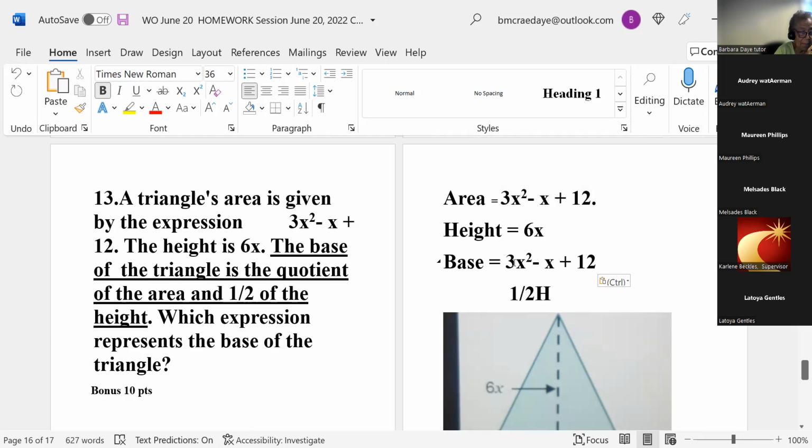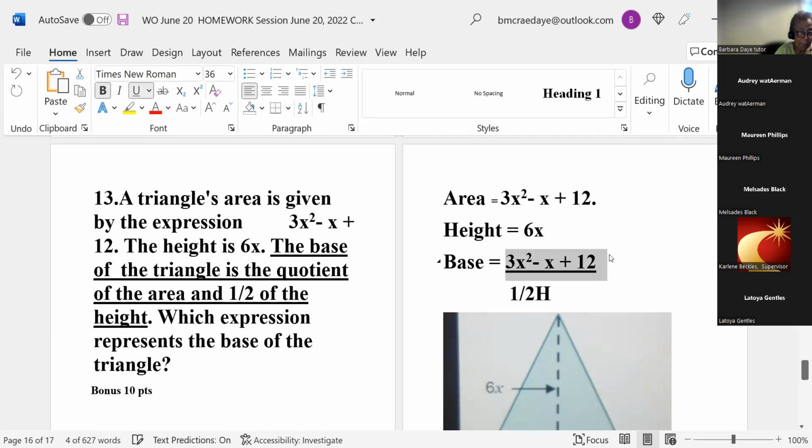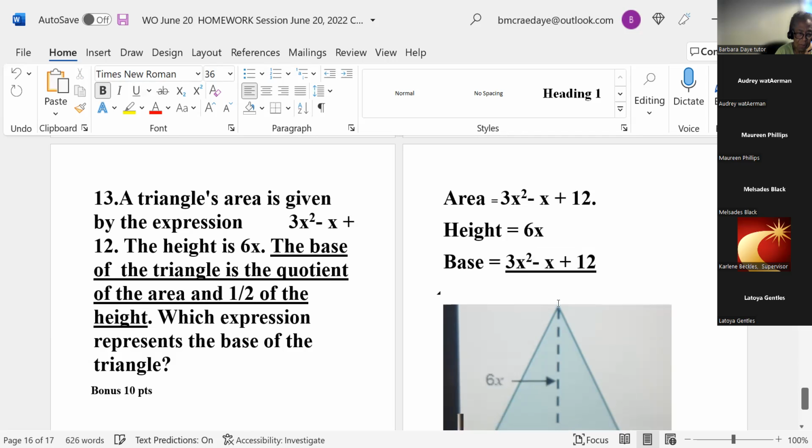And divided by 1/2 of the height. So what's that, Latoya? What's 1/2 of the height? 1/3. Latoya, 1/2 of 6x. 3. 3x, right? So this is going to be 3x, right?